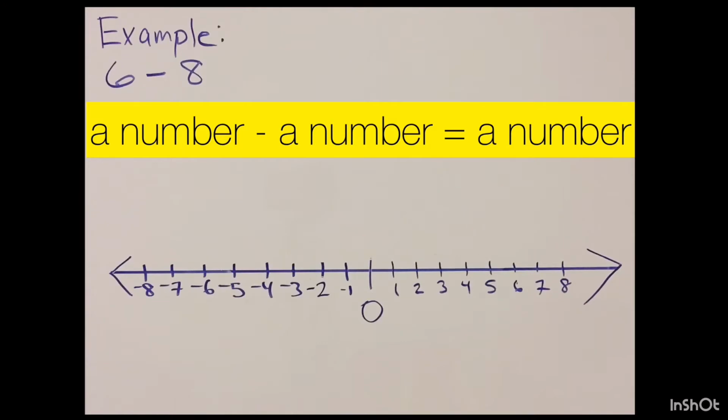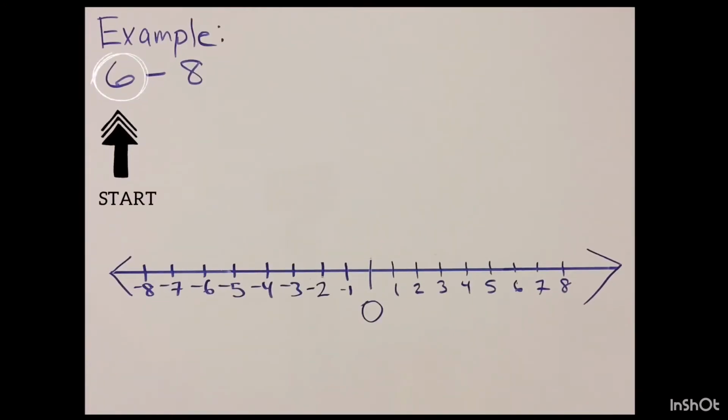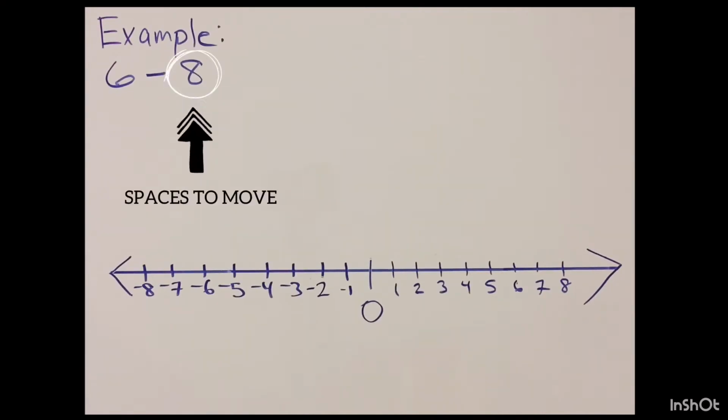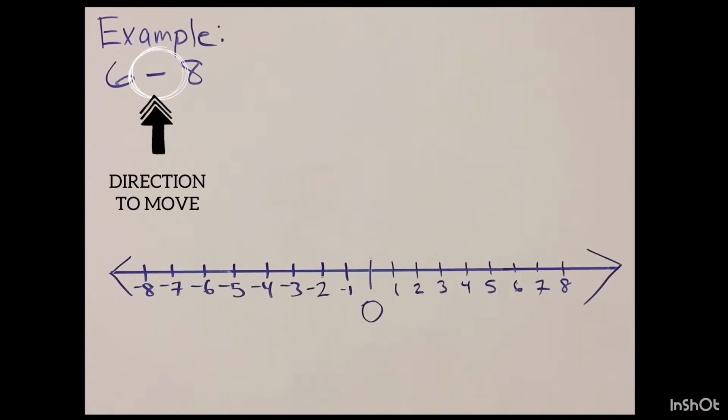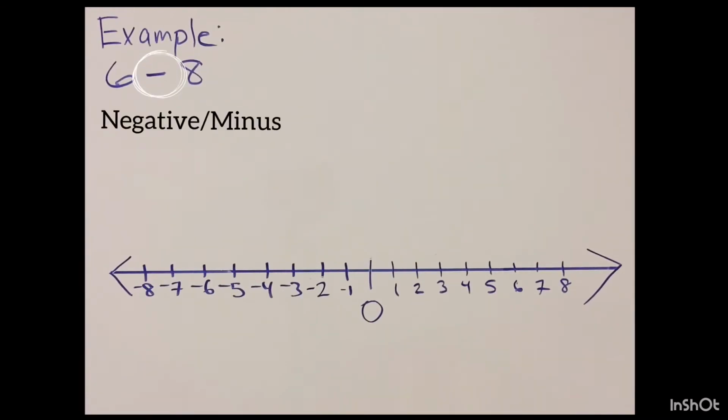Now, quick note, the first term tells you where to start on the number line. The second term tells you how many spaces to move on the number line. And the operation in between the terms is going to tell you what direction to move on the number line. So if we look right here, we see the operation in the middle is a negative. That means that we're going to move to the left on the number line. If it was a positive, then that would mean that we need to move to the right on the number line. So let's look at the steps.